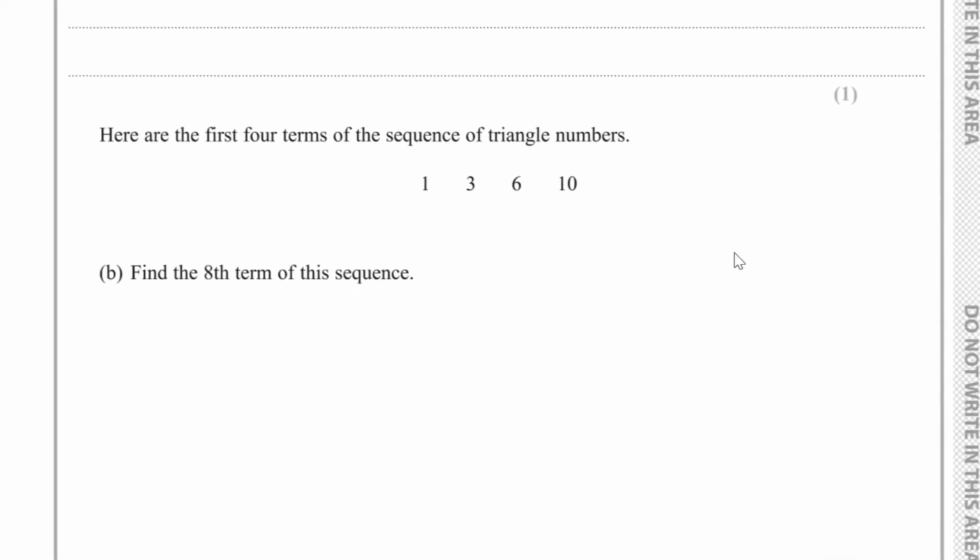Then for the next part, here are the first 4 terms of a sequence of triangle numbers. We've got 1, 3, 6, and 10. We have to work out the 8th term. Well, with triangle numbers, here's the first one. For the second one, we've got 3, so that's 1, 2, 3. We form a triangle. For the next one, we've got 6, so we've got 1, 2, 3, 4, 5, 6. For the next one, 10, we get 1, 2, 3, 4, and then we form a triangle from this.